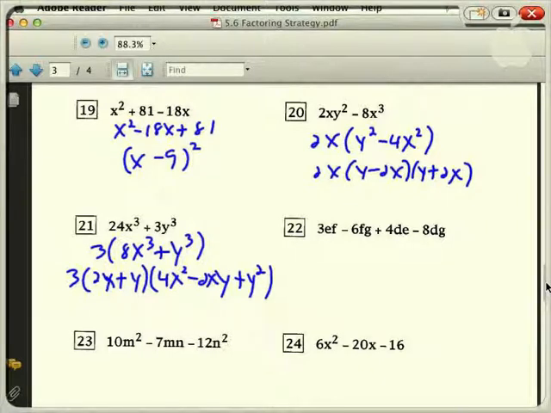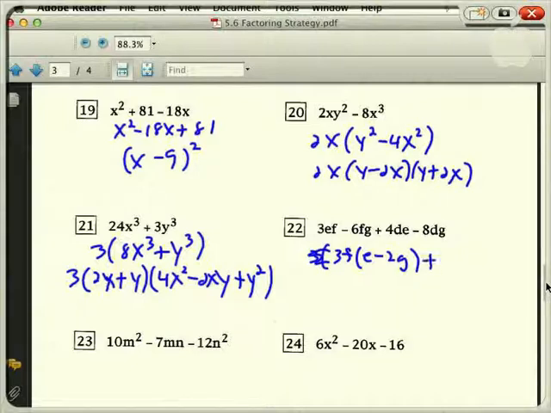Number 22 looks like grouping. First two terms, take out a 3. No, we can do better than that. We can take out a 3f. And we'd have e minus 2g. Double check. Send it back through. 6e, 6fg. Yeah, that's good.